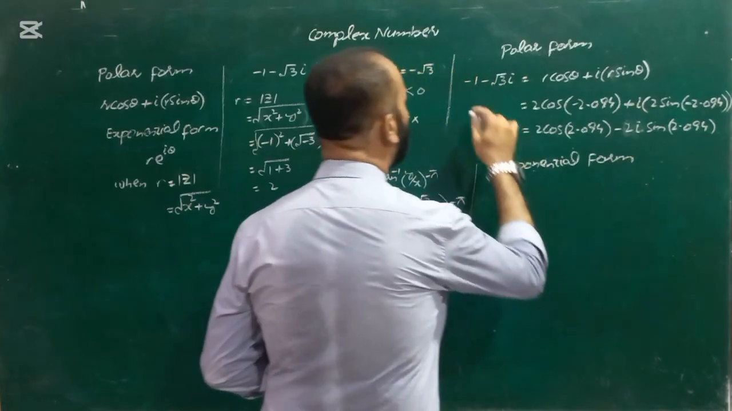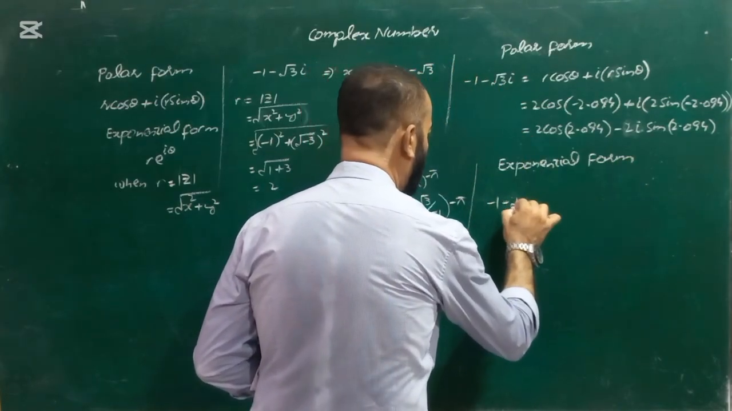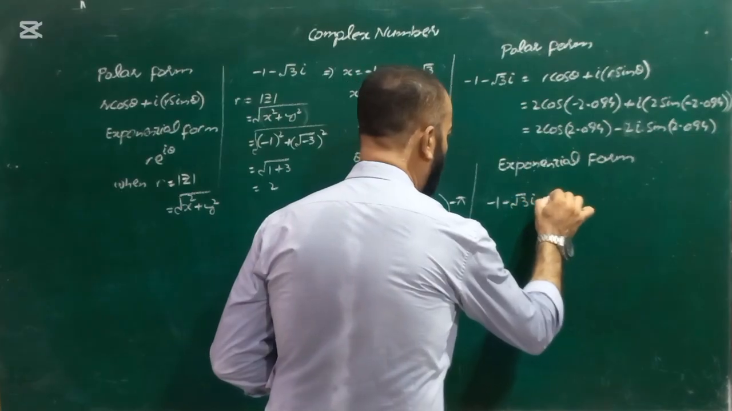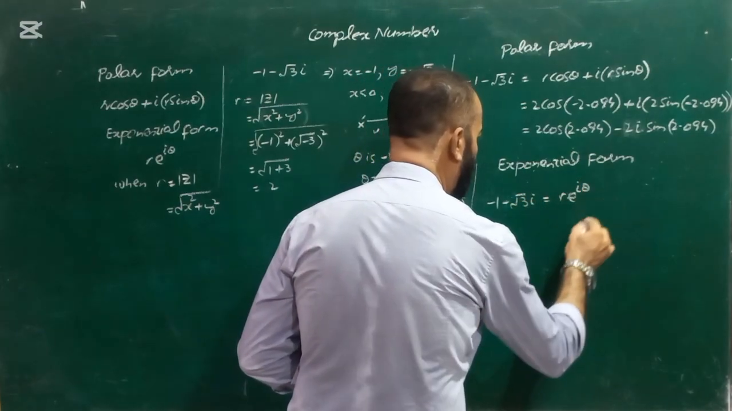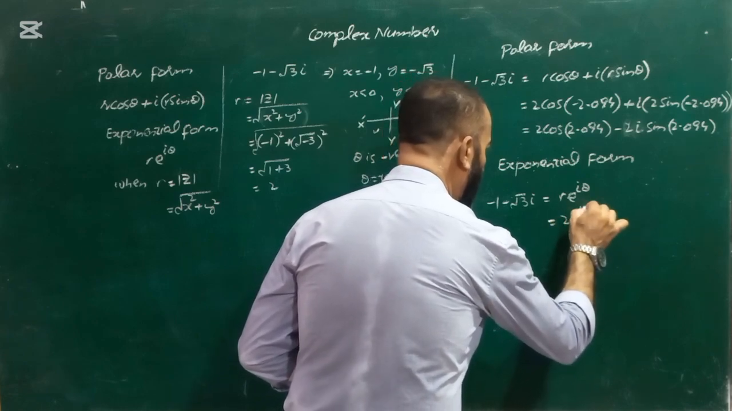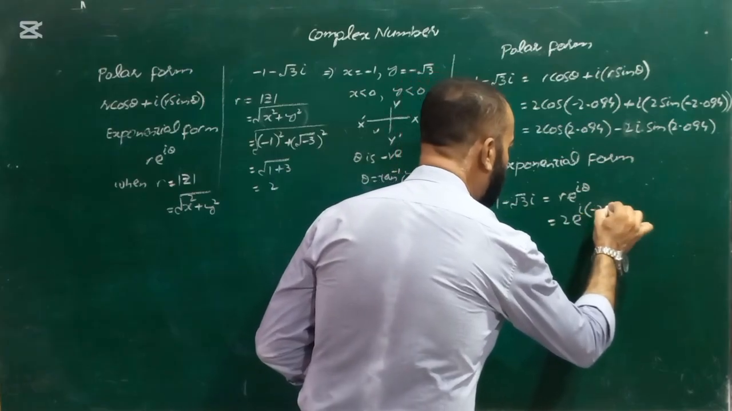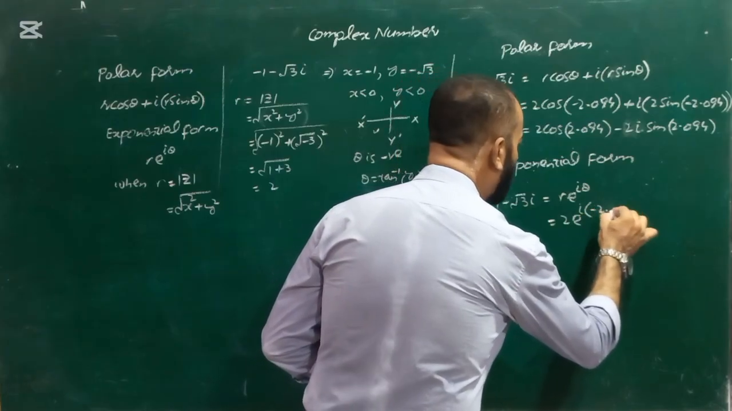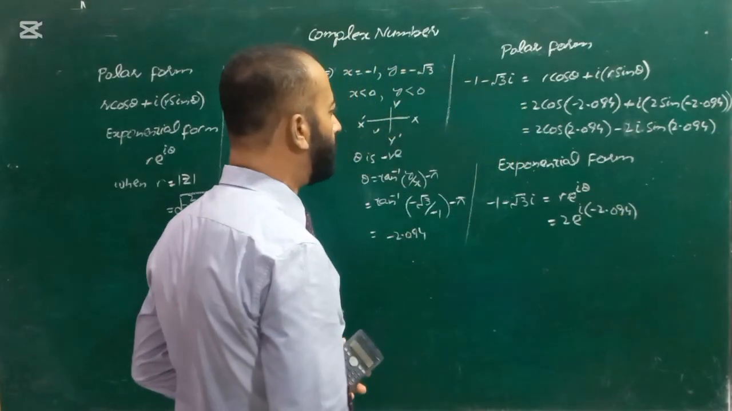Okay, now exponential form. The exponential form of a complex number -1 minus square root 3 iota is r e^(iota theta). So r is 2, e raised to power iota, and theta is minus 2.094. So this is the exponential form.